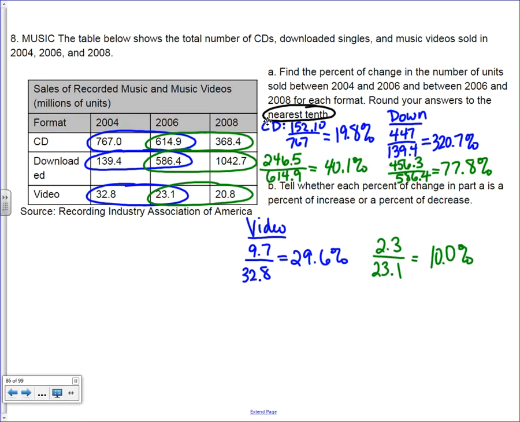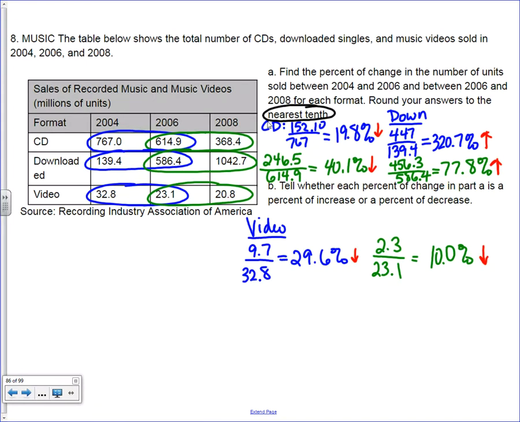All right. Now part B says, tell whether each is a percent of change as an increase or a decrease. So did it go up or did it go down? So go back, take a look at all of these. If you look at the CDs, they went down from 2004 to 2006, and they went down from 2006 to 2008. It looks like my downloads went up both times, so those will be percents of increase. And it looks like my videos went down both times, so those will be percent of decrease.